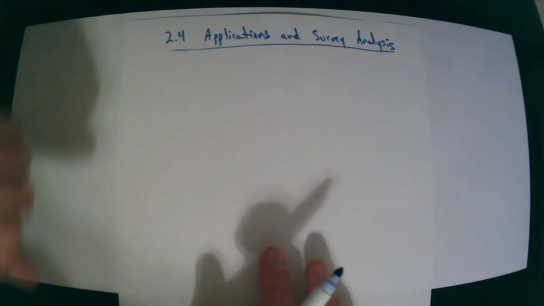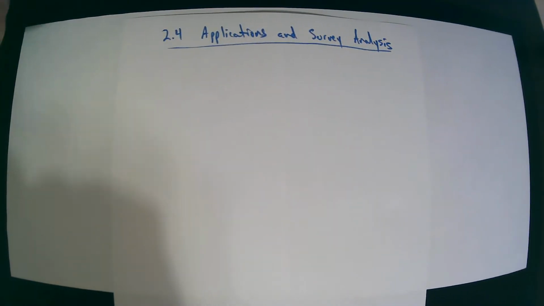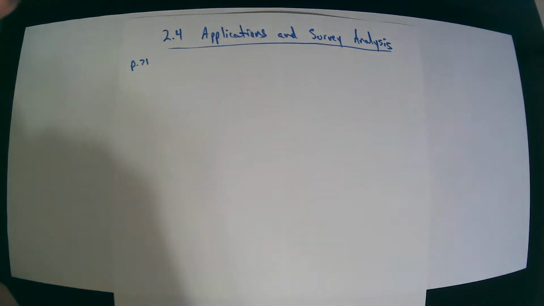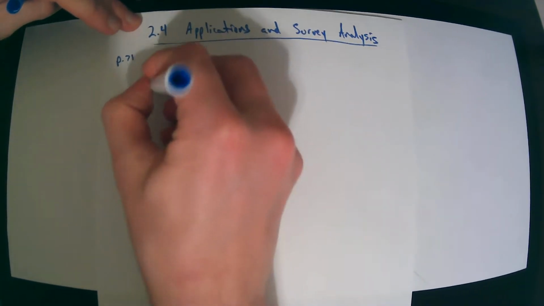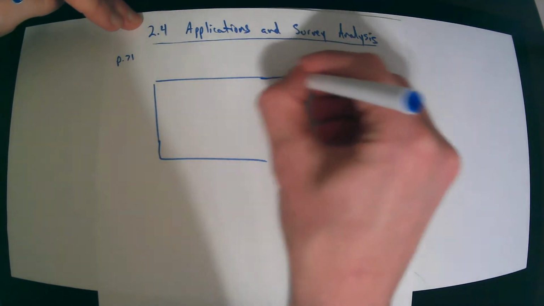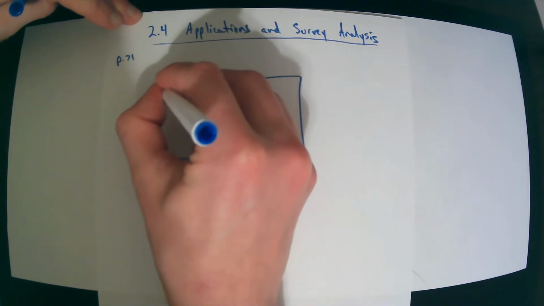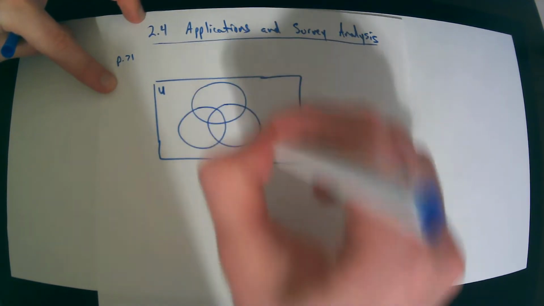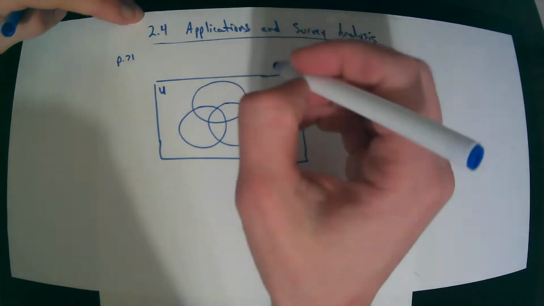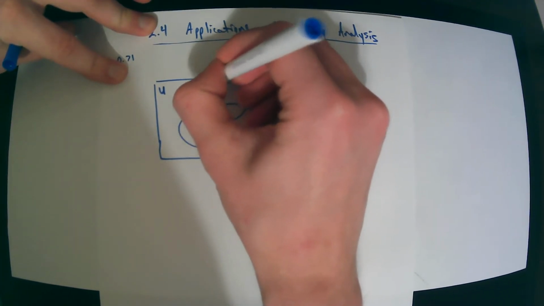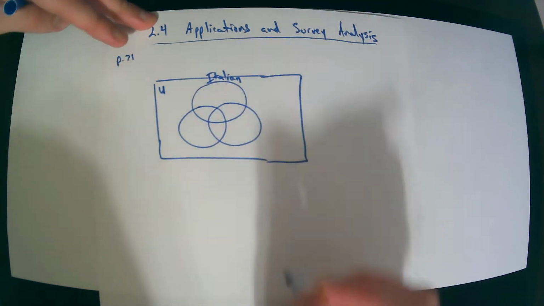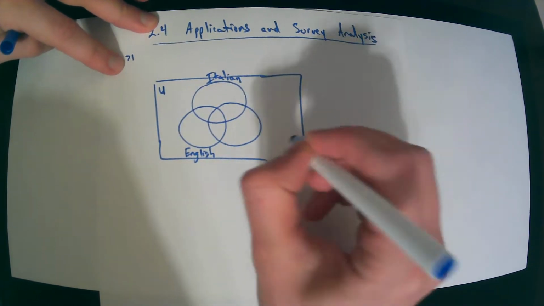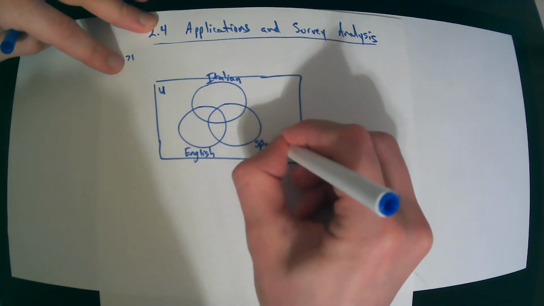Okay, so let's start with the first example they give in the textbook here on page 71. They've got a universal set denoted by a rectangle, and we've got a Venn diagram with three different sets: people that speak Italian, people that speak English, and people that speak Spanish over here.